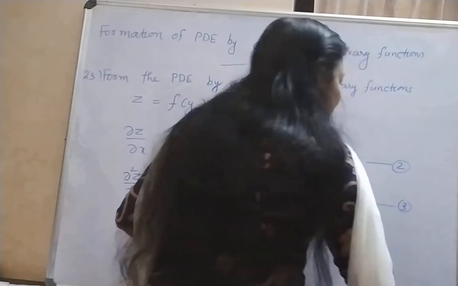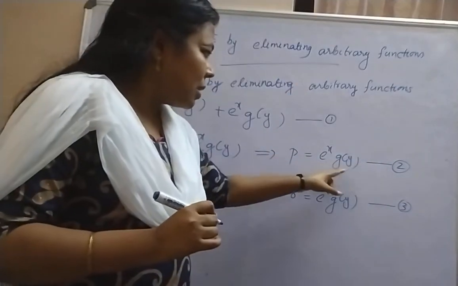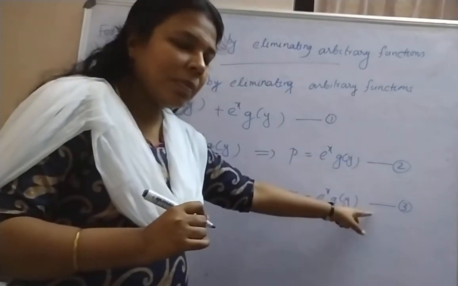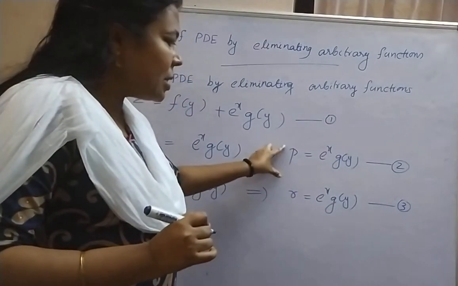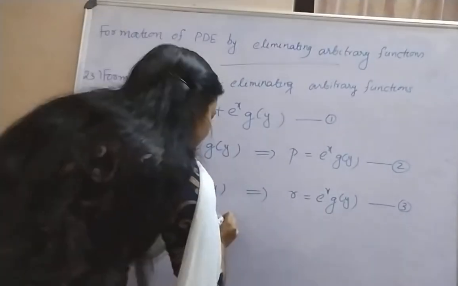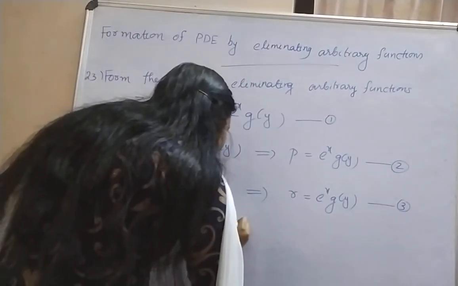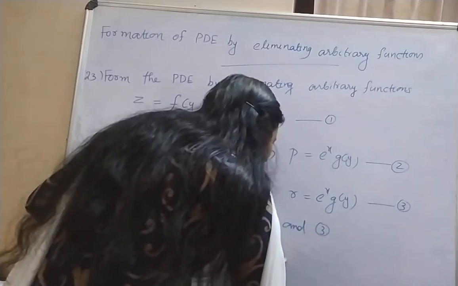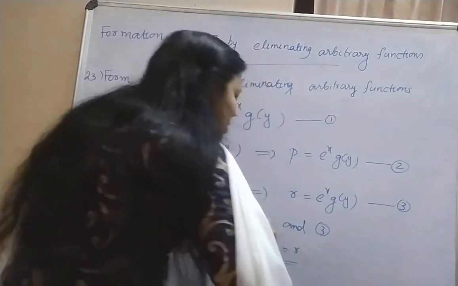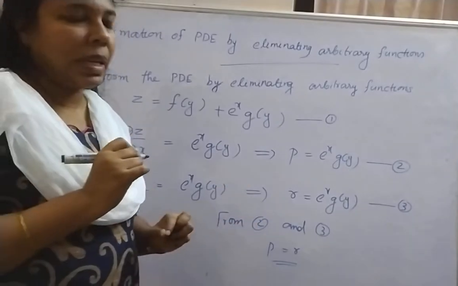From 2 and 3, these 2 and 3 are same because RHS should be the same. Therefore, LHS should be the same. Therefore, P equal to R from 2 and 3, which is the required partial differential equation.